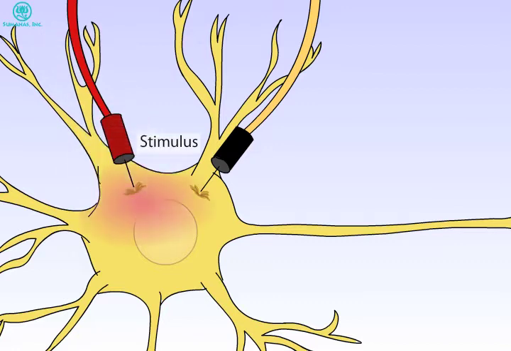The first two stimuli shown here are insufficient to depolarize the membrane past the threshold level. Thus, no action potential is generated and the voltage quickly returns to the resting level. However, the final stimulus is large enough to generate an action potential.